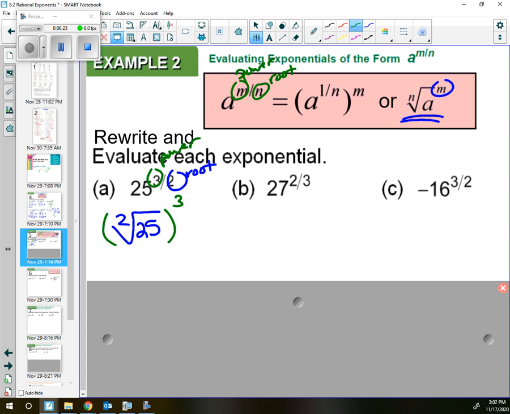It's a lot easier to make your number smaller first, right, and then raise it to the power. So square root of 25, well, that's just 5. And then I have to cube that answer. So 5 cubed, 5 times 5 times 5 is 125.